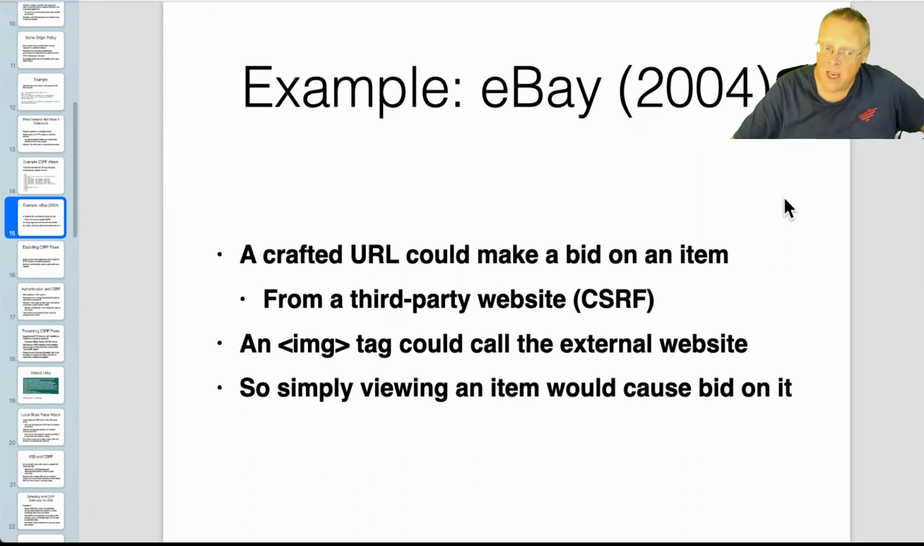All right, this happened to eBay. eBay was that you could make third-party website requests to eBay that would make a bid on an item. So all people had to do was put an image on somewhere else, like an image board, like Facebook or something, and viewing the item would make a bid on it.